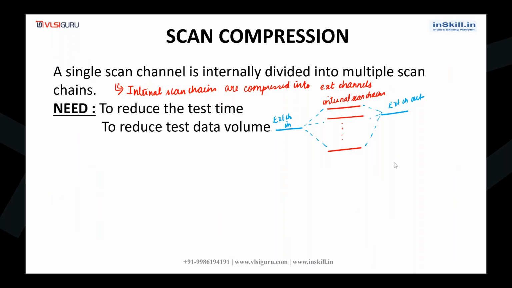And why do we need to do this? Why do we need to compress the internal scan chains to external channels? Why do we need to go for scan compression? We need scan compression in order to reduce the test time and the test data volume. Test data volume means the number of bits of patterns.